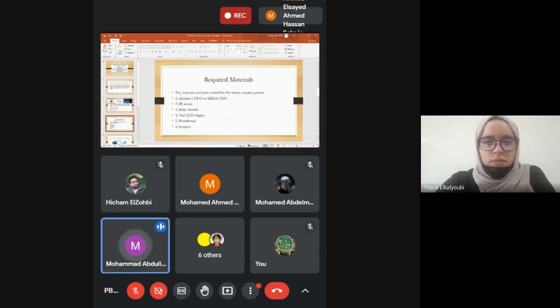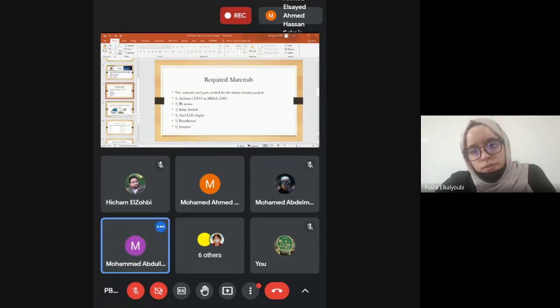Here are the required materials that we used. The main parts are the Arduino and motherboard and the breadboard here, which most of the project will use. And there are some unique parts, which are the IR sensor and the relay module, which we use in this project.